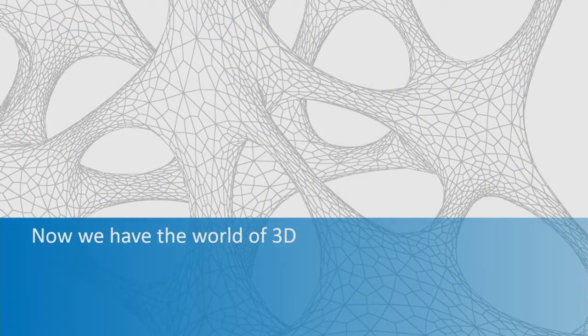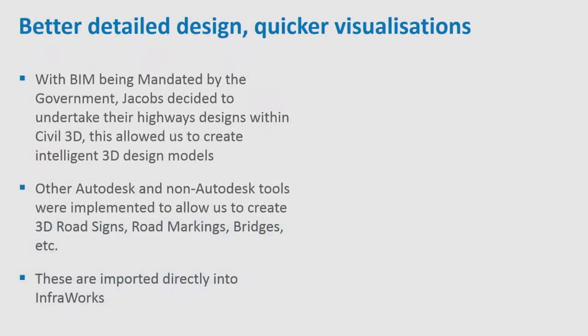So now, when we go to detailed design, we've got the world of 3D. With the BIM mandate that the government imposed on the UK, Jacobs decided to do all their highways designs within Civil 3D. And it allowed us to create intelligent 3D models because we could add the data to that, and we could then start exporting the data, moving the data around, clicking on that to get volumes. Then because of that, we started looking at other Autodesk and non-Autodesk tools to create other 3D elements.